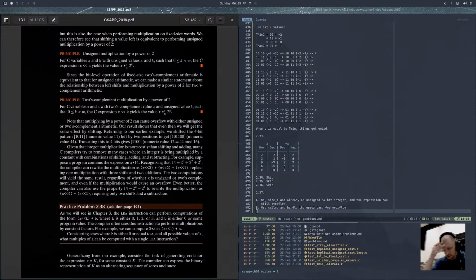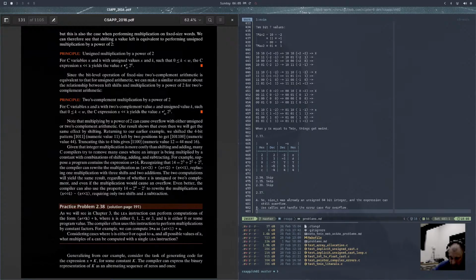Our result shows that even when overflow occurs, we will get the same effect by shifting. Returning to our earlier example, we shifted the 4-bit pattern left by 2 positions to get 44, truncated to 4 bits. 44 mod 16 is 12.